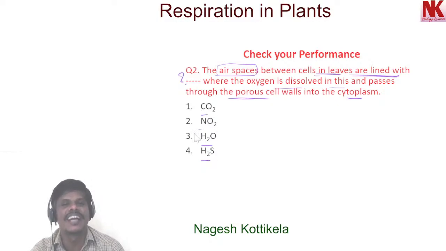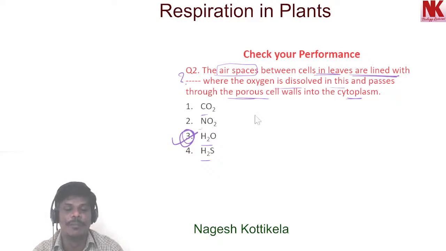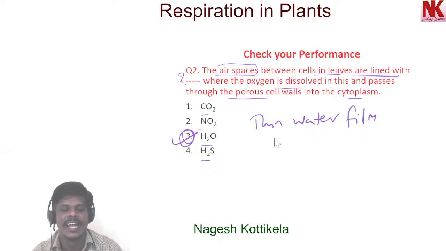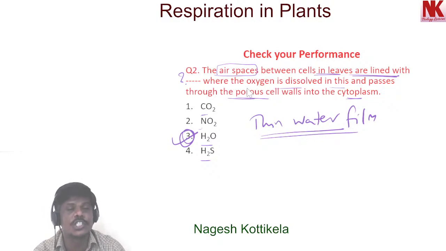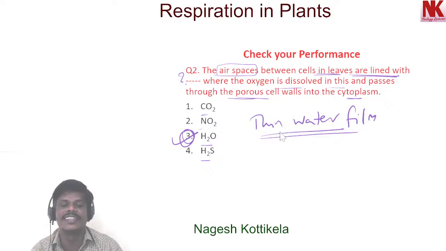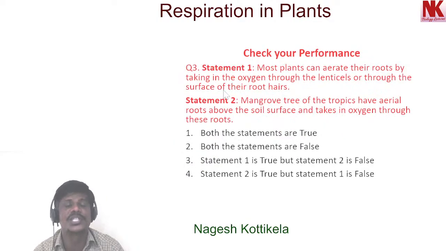The correct option here is water. The air spaces between cells in leaves are lined with a thin water film, in which the oxygen is dissolved and passes into the cell cytoplasm through the porous cell walls. So the right option is the third option, water. Now moving to the next question, question number 3.